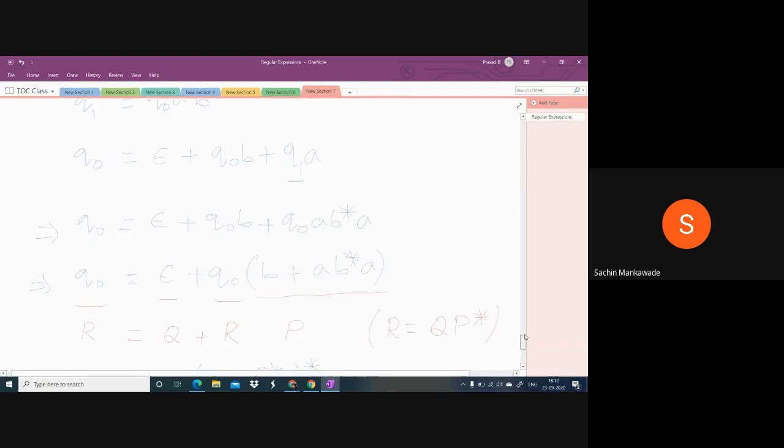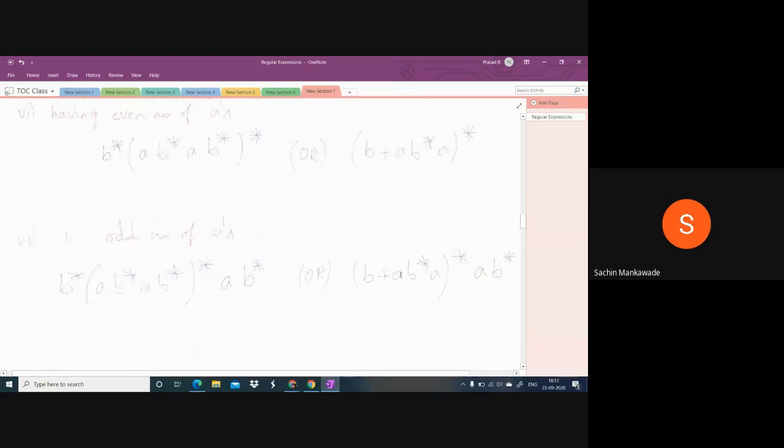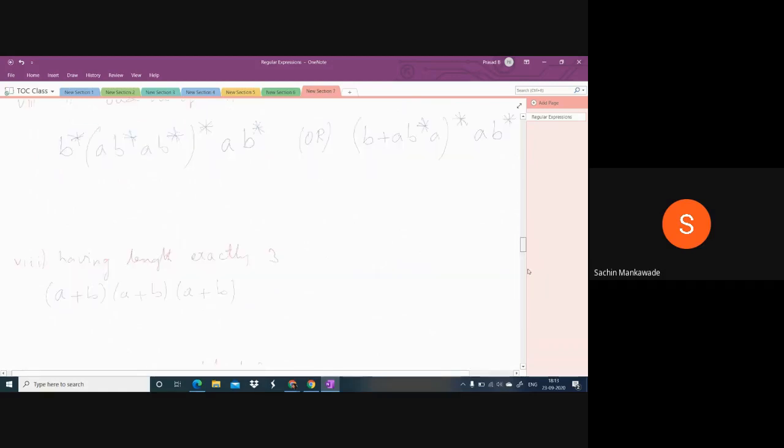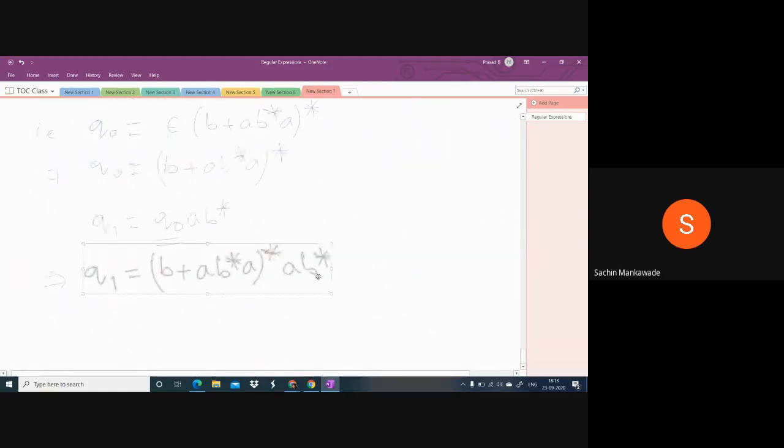Just we'll go back here. See this one, odd number of A's. B plus AB star A whole star. Just you remember, B plus AB star A whole star followed by AB star. The same we got here. B plus AB star A whole star followed by AB star. This is for odd number of A's.